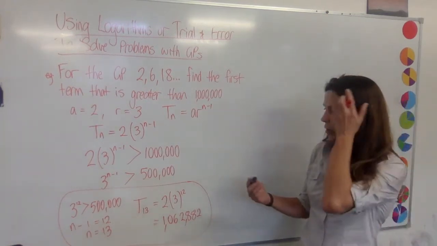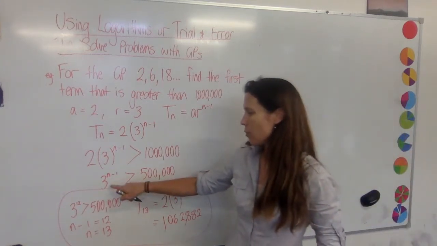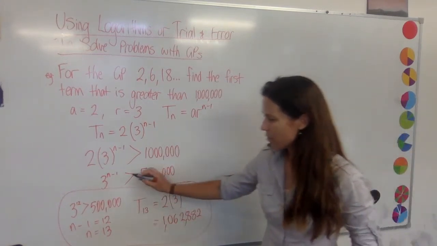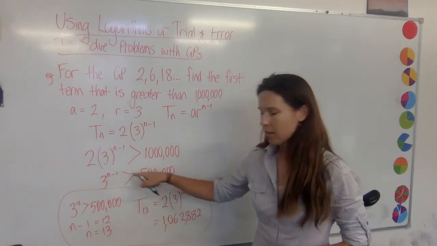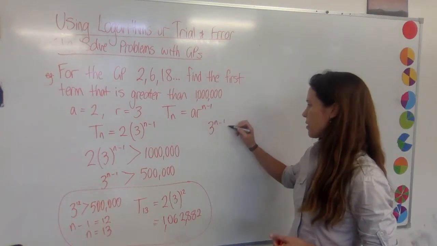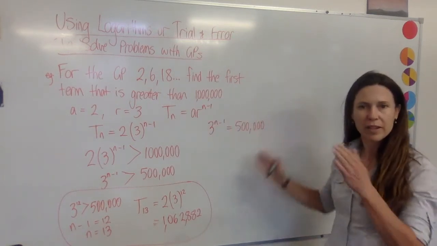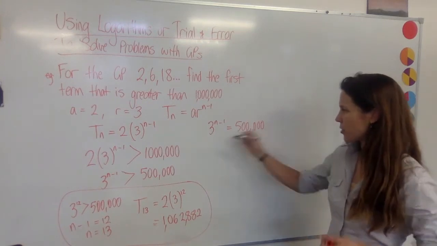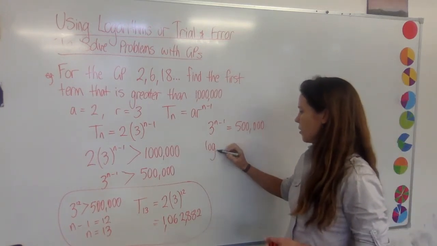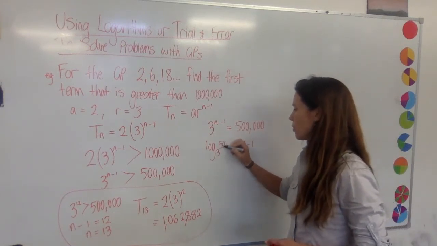Somebody who's comfortable working with logs, as you guys should be, even though you're potentially a bit rusty, might like to solve it by saying, look, I get confused when I see this greater than sign. How about I just solve this? And then I can think about whether it needs to be greater than or less than afterwards. Easy to rewrite this as a log. 3 to the power of n minus 1 is equal to 500,000.